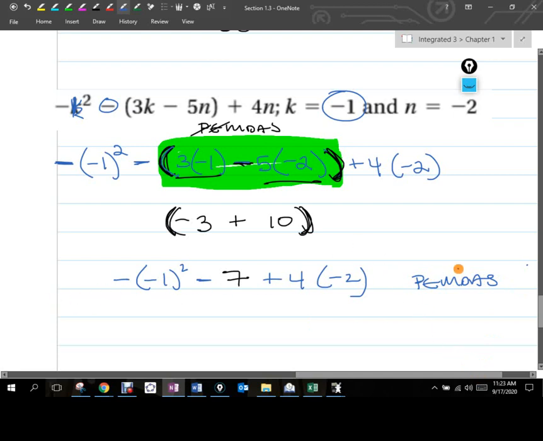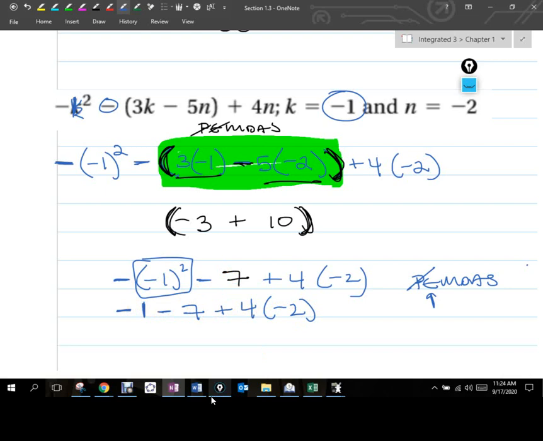Now I'm going to go through order of operations again. So I go look for parentheses. There are no parentheses that we can do anything with, but there are exponents, right? What's negative 1 squared? Positive 1, right? Okay. So this negative sign stays. This here is what I was doing, and that becomes positive 1. So a negative in front of a positive 1 turns into a negative 1. Then I've got my minus 7 and plus 4 times negative 2.